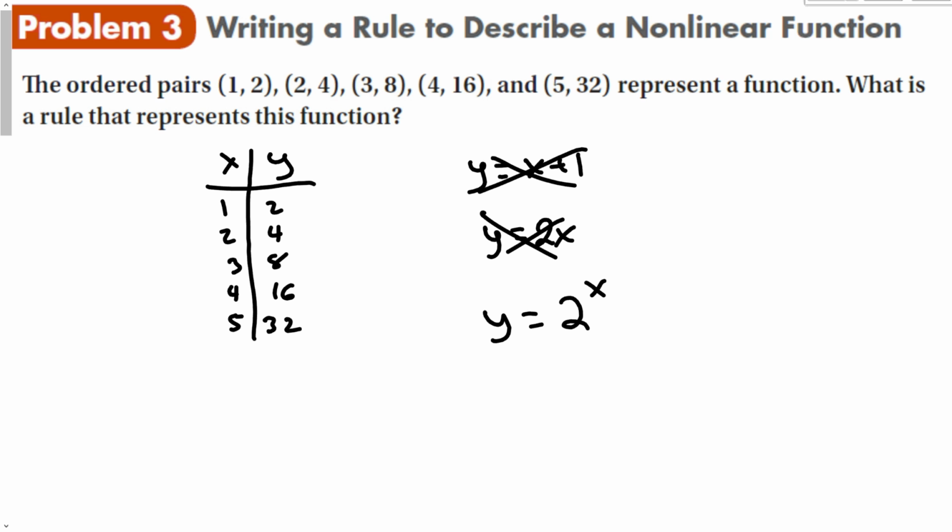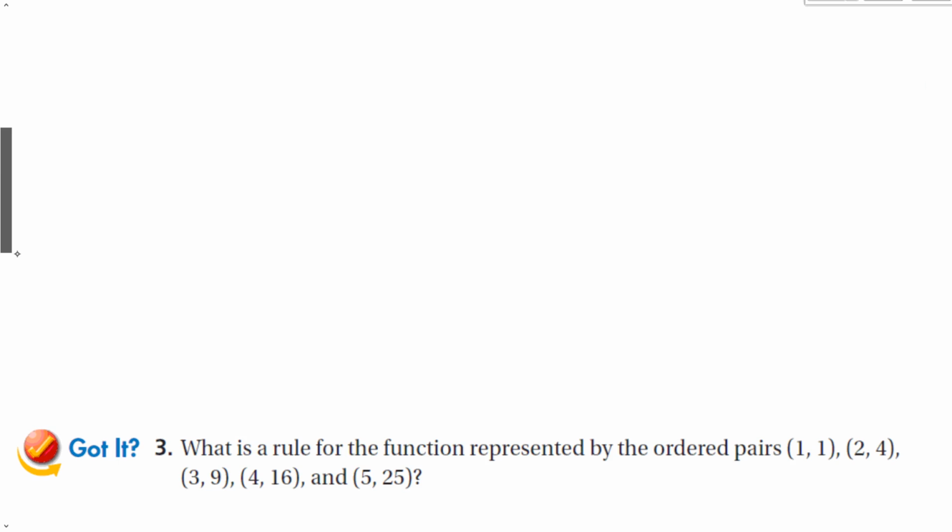This equation, let's check. Does it work? 2 to the first is 2. 2 squared is 4. 2 to the third is 8. 2 to the fourth is 16. And 2 to the fifth is 32.